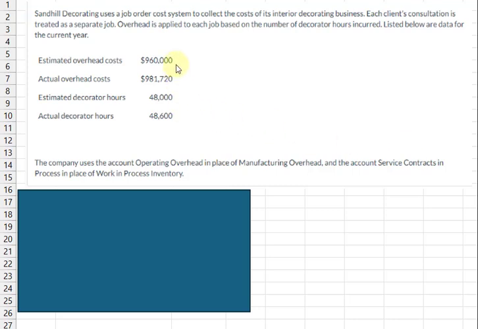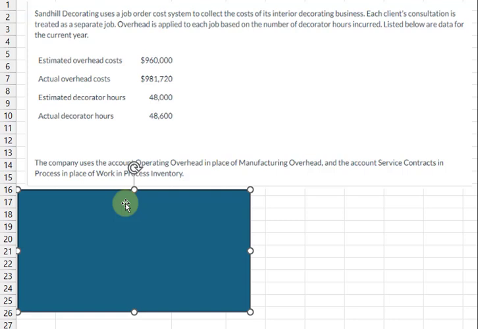Okay, we see that estimated overhead costs were $960,000. The actual overhead costs were slightly higher, $981,720. Estimated decorator hours are 48,000, and the actual decorator hours incurred were 48,600. Now, they also tell us that the company uses a different account than just manufacturing overhead. But for the portion of this problem that I'm going to explain, that's irrelevant.